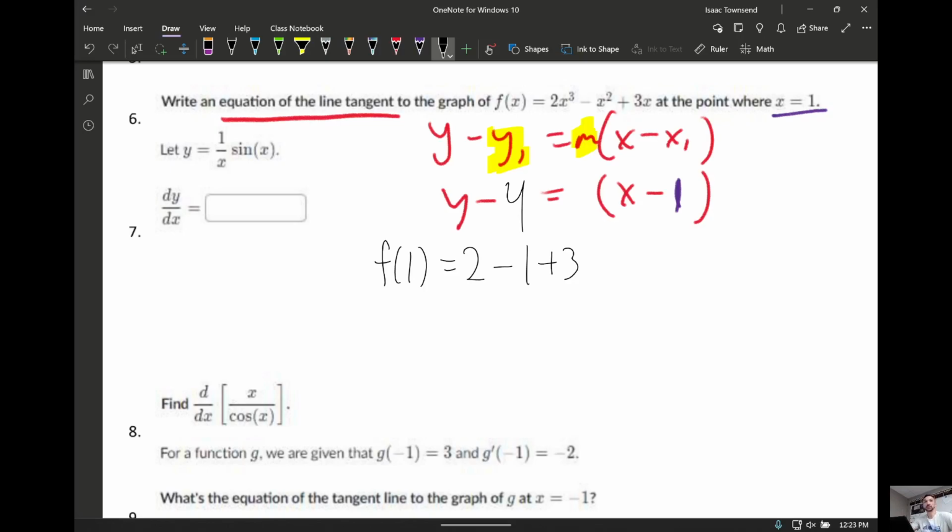But if you want slope, you're not going to use the function anymore. You're going to use the derivative. So we got to take the derivative of this. And I really only care about what's the derivative at 1. So 6 minus 2 plus 3 will be 7. At the point 1, 4, it has a slope of 7.